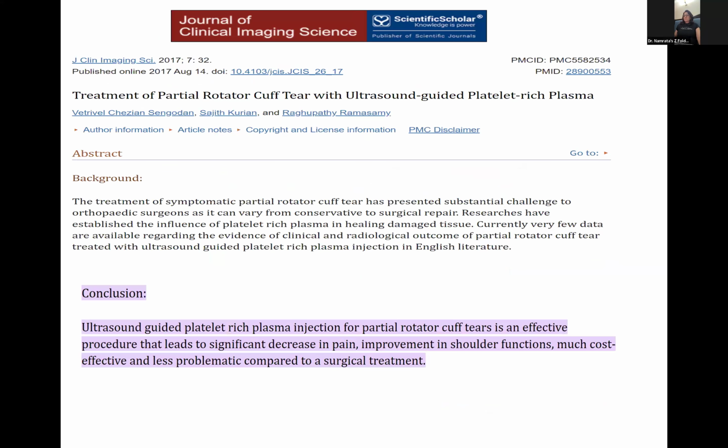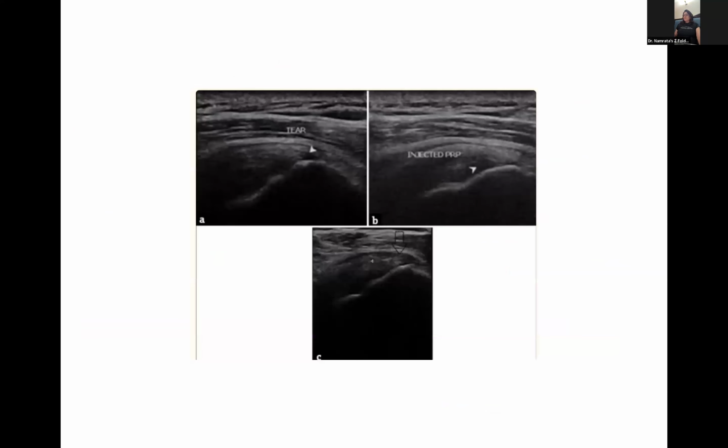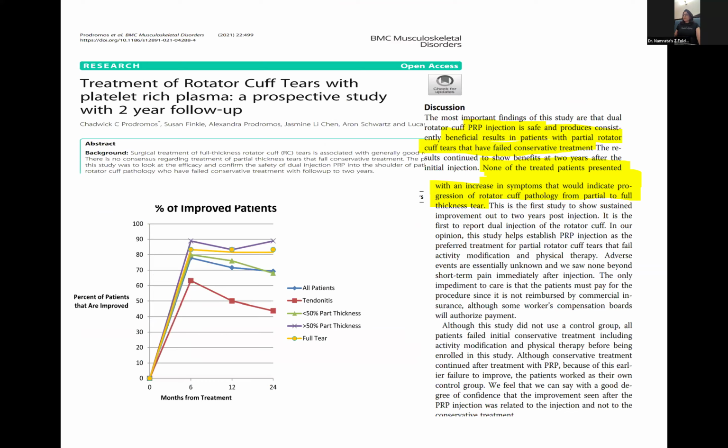So it is a very effective procedure, and it leads to a significant decrease in pain and improves shoulder function. We have a lot of data available which proves the role of PRP therapy for rotator cuff tears.